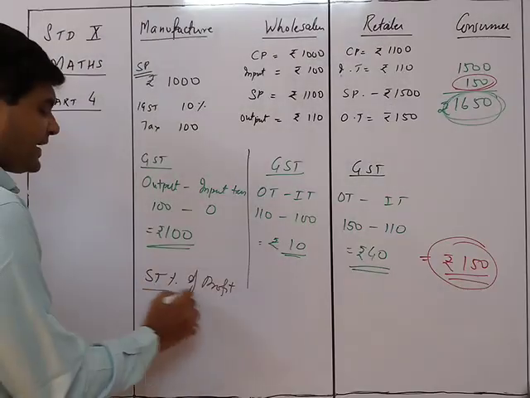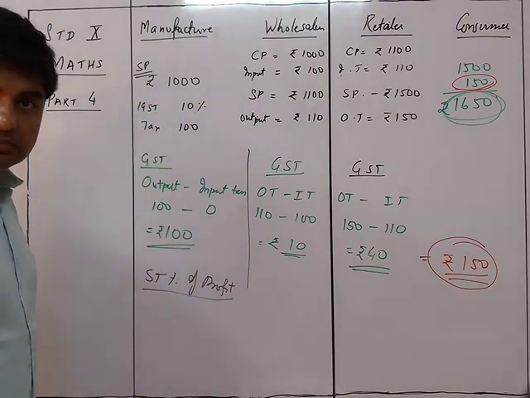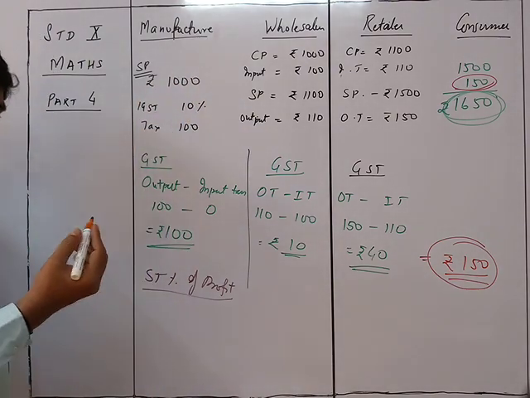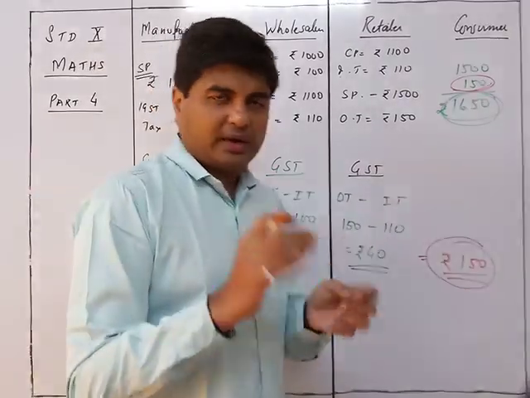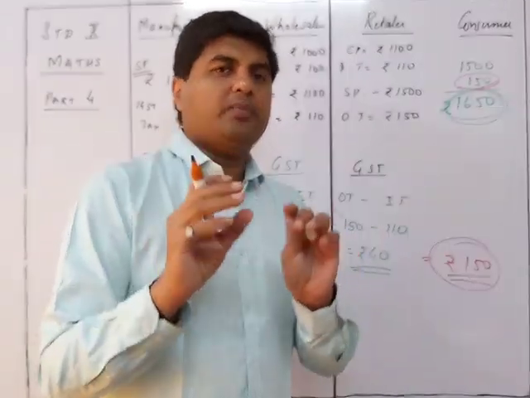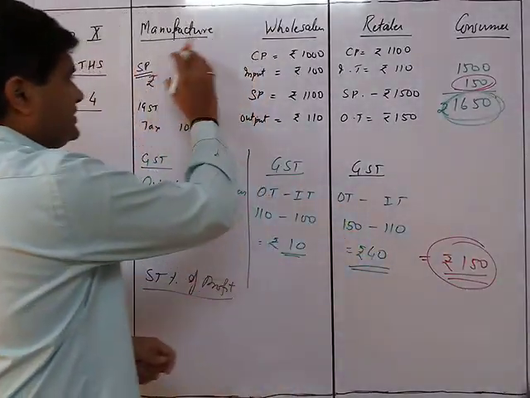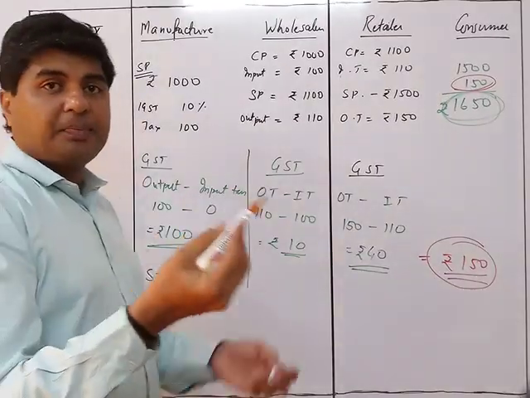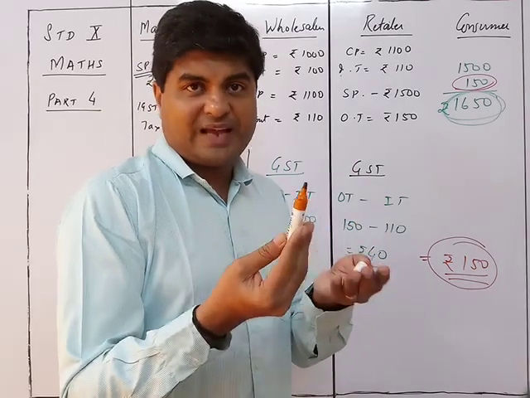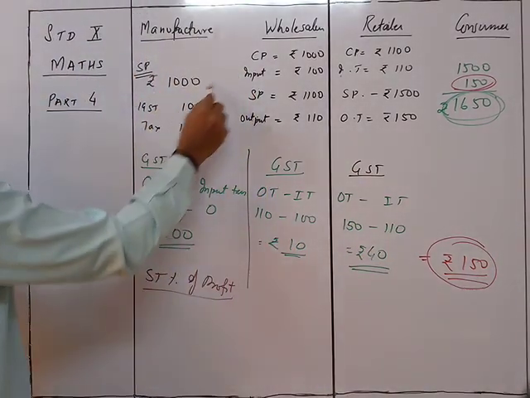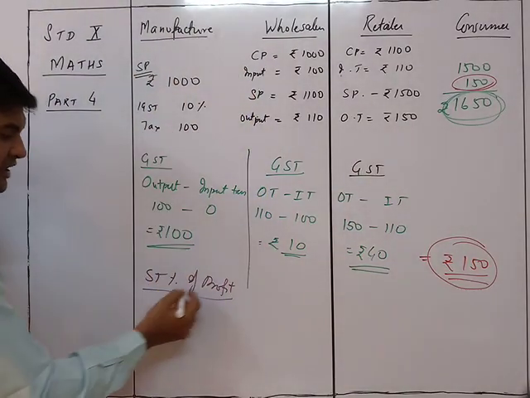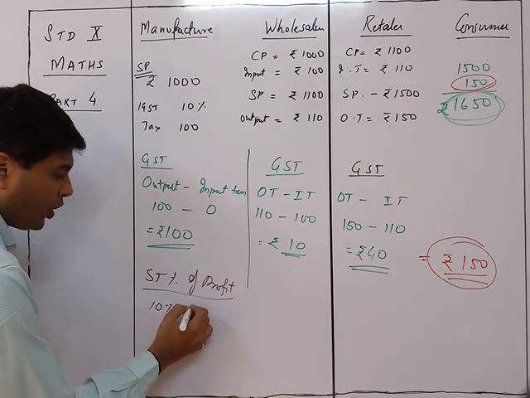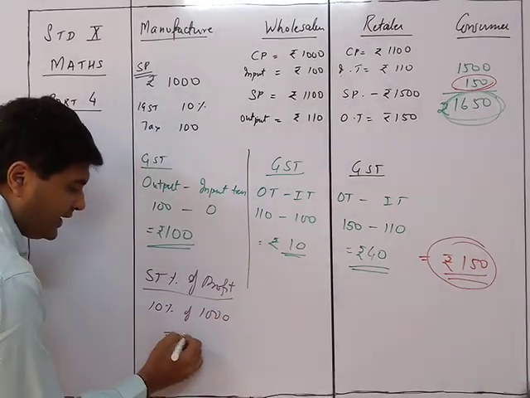So for the manufacturer, this is his entire profit. Okay, we are not going to consider his manufacturing cost and so on. For us the simple thing is that this is the value added by him. This is the value he gave to that particular item for the first time. That's why we take it as a complete value. So the tax is nothing but GST % of profit. So it is 10% of 1000. Accordingly, it is rupees 100.